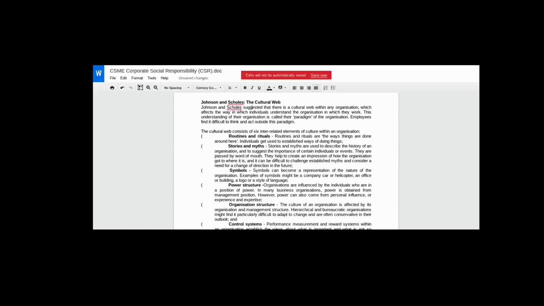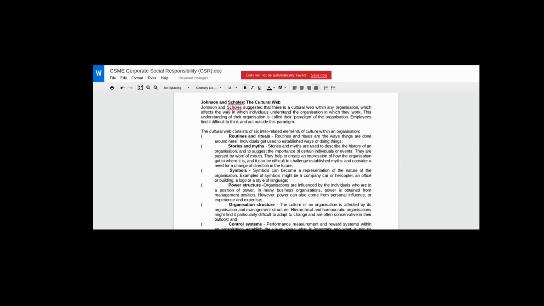All the newly recruited staff, during induction, must know this cultural web. We use it to induct them. So what is cultural web? The cultural web consists of six interrelated elements of culture within the organization. Namely, we have number one, routine and rituals.